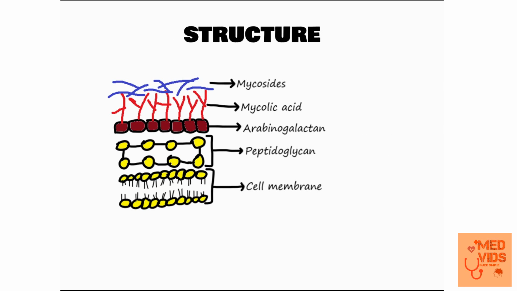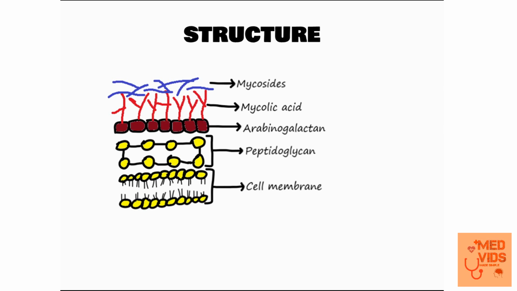Let's talk about the structure of the cell wall of Mycobacterium tuberculosis, which is unique compared to any other bacteria. As you can see here, from inside out, the tuberculosis bacteria cell wall has a cell membrane, peptidoglycan layer, arabinogalactan layer, mycolic acid, and mycocytes. All these layers are important, but the most important are the mycolic acid layer, arabinogalactan layer, and the peptidoglycan layer. These three layers are very important.